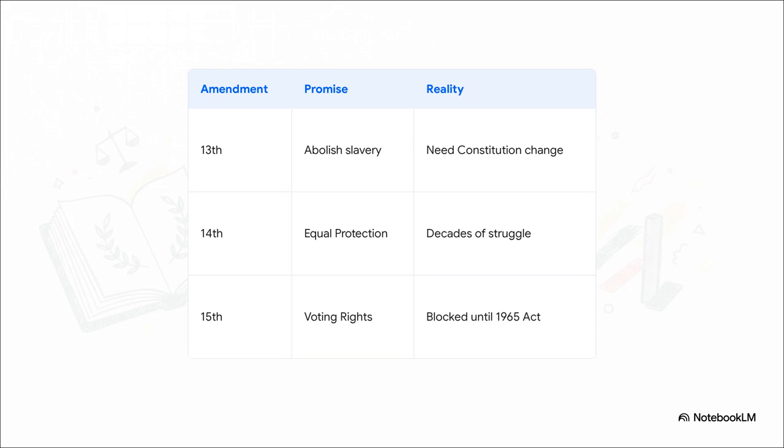Here's our concise recap. The 13th Amendment promised the abolition of slavery, stepping in where the Emancipation Proclamation fell short. The 14th Amendment promised citizenship and equal protection, but failed initially, requiring decades of citizen struggle. And the 15th Amendment promised voting rights for black men, but was thwarted by local laws like literacy tests until the sweeping federal enforcement of the 1965 Voting Rights Act. The recurring theme here is pretty clear, right? Constitutional text is incredibly powerful, but without the will to enforce it, the promise remains completely unfulfilled.